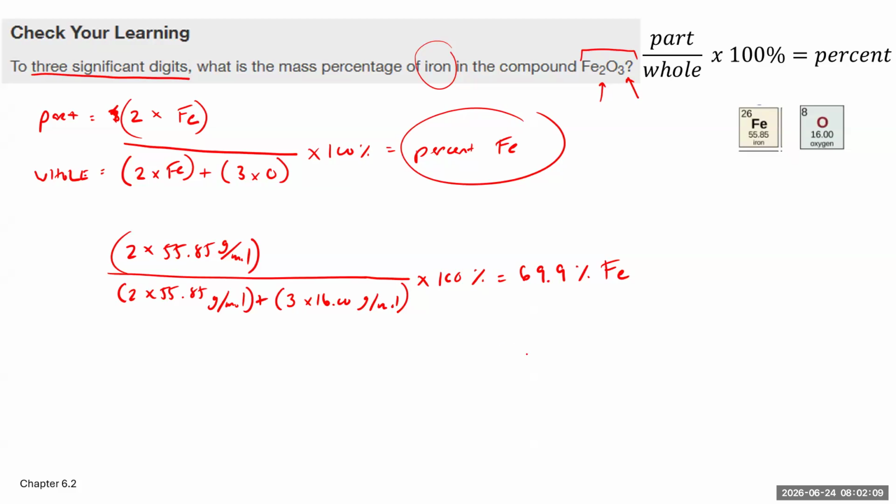Right? And if we wanted oxygen, we just do 100 minus 69.9, because this is iron plus oxygen. We're subtracting out the iron. What's left over is just going to be oxygen. 100 minus 69.9 is 30.1%.